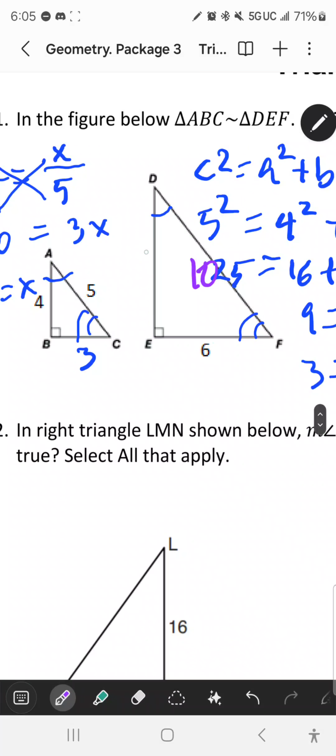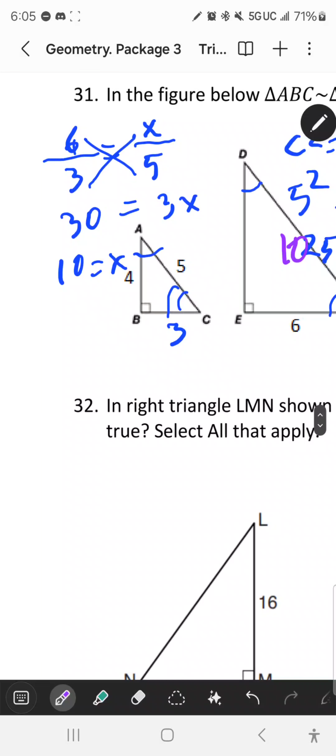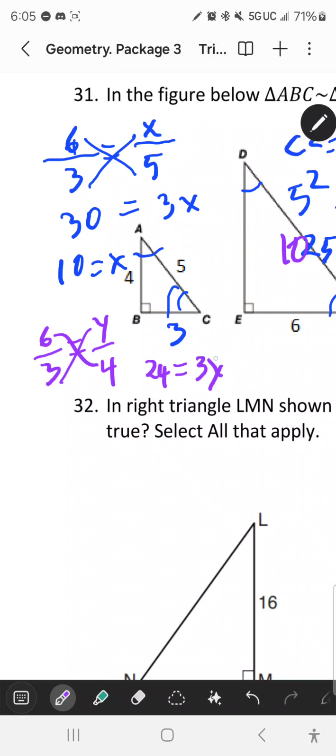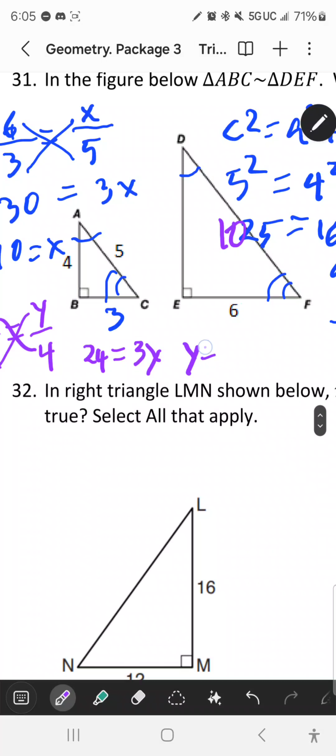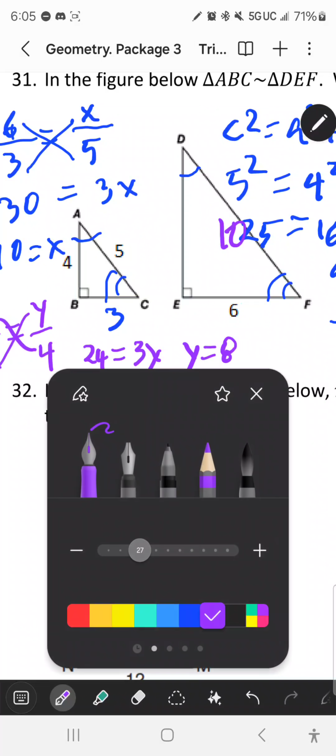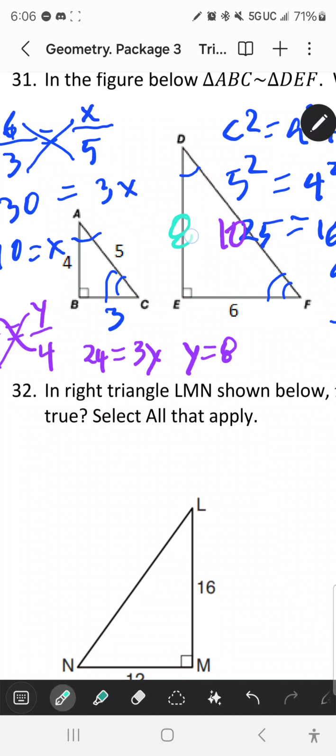Now I want also to know this side, so I have all the information. I could do the same. I could say the short side of the big triangle is equivalent to the short line of the small triangle, as the medium line, which is the one we don't know, I'm going to call it y, is to the medium line from this triangle, which in this case is 4. So I'm going to cross multiply. 6 times 4 is 24, and 3 times y is 3y, and I'm going to divide by 3, and I get that y equals 8. Same thing. So this one is 8.